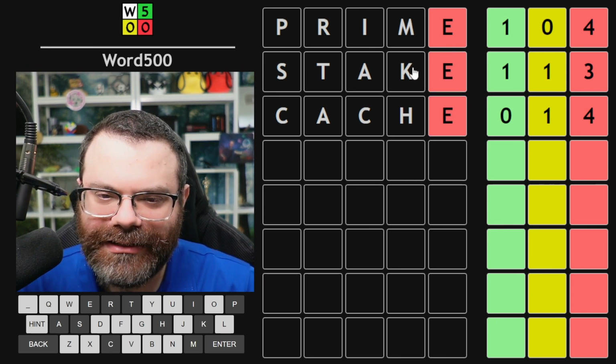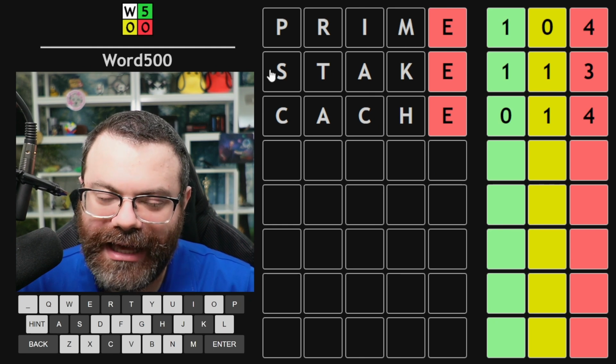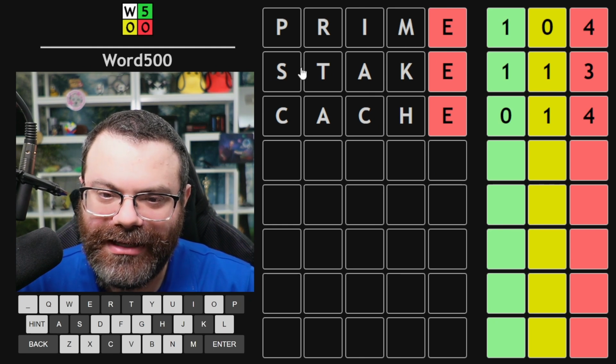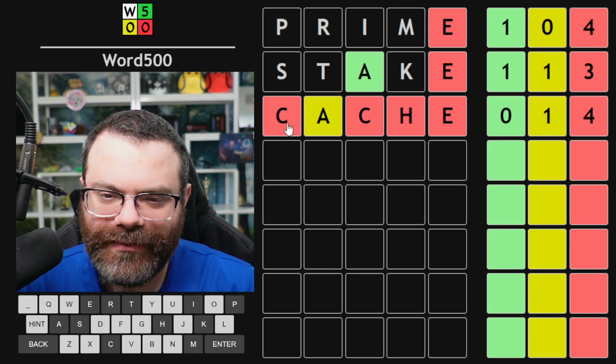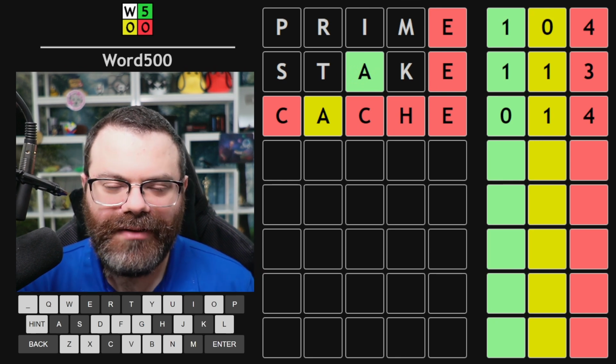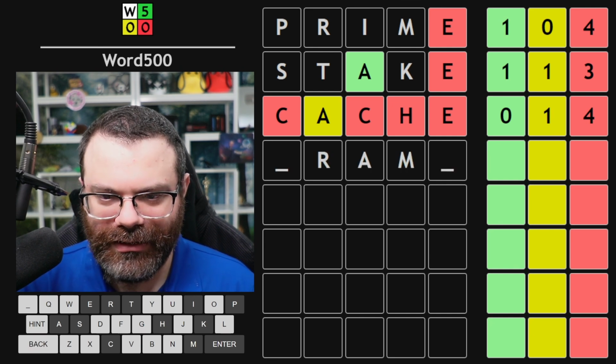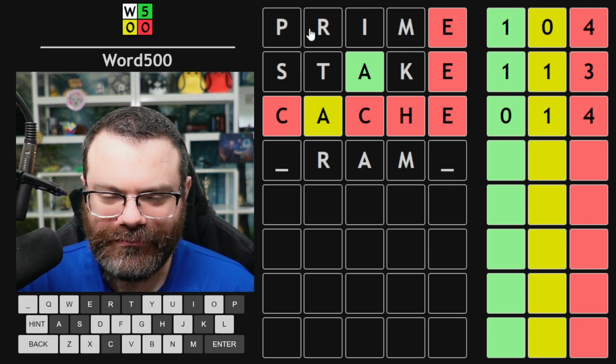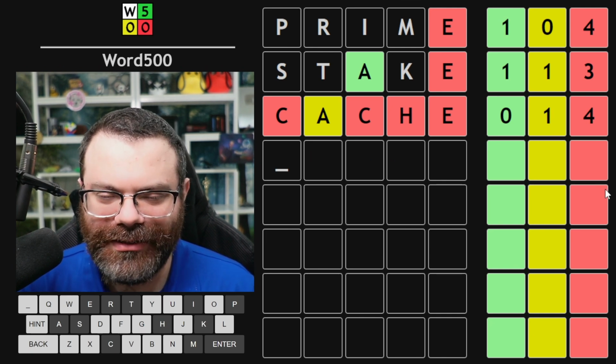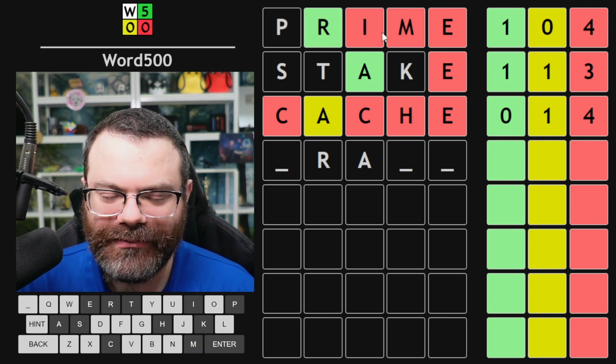So that means that there's a green in prime and there's a green in stake that isn't the E, and they're different letters. And then I have a yellow here. So I'm going to assume that this is yellow and this is green, and that we have another yellow in here. And then we have another green in here, of course. So maybe something like, I don't know, RAM. Oh, no, sorry, those are both from the same word. That's no good. I am thinking RA, which takes care of prime, right?